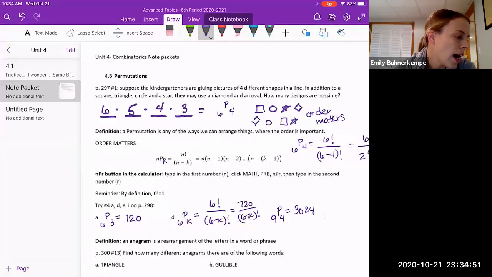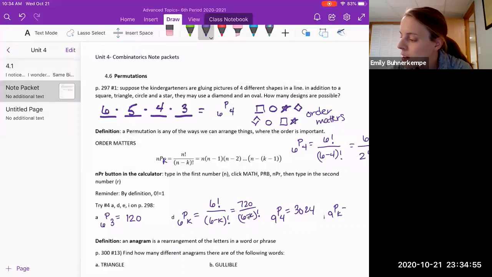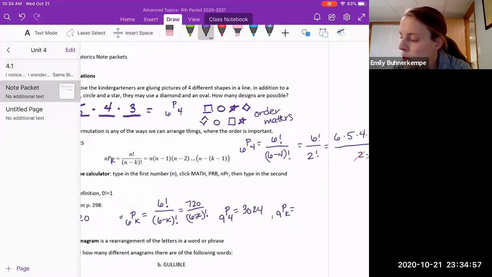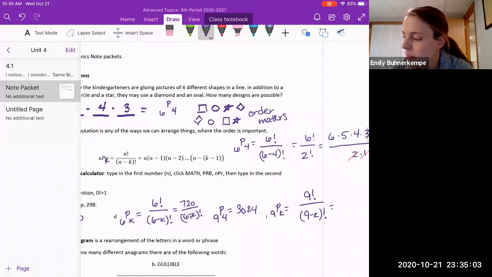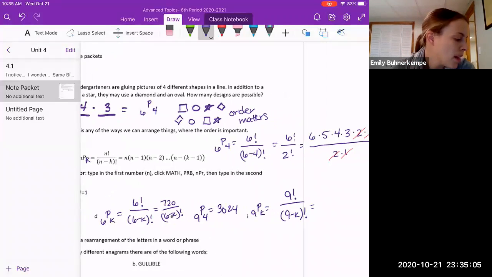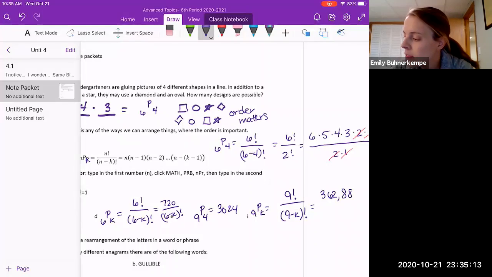And then for I, we're doing 9 permute k. Similar to earlier, you will do 9 factorial divided by 9 minus k as a quantity factorial. 9 factorial is 362,880. So if you would like to simplify that, you can.